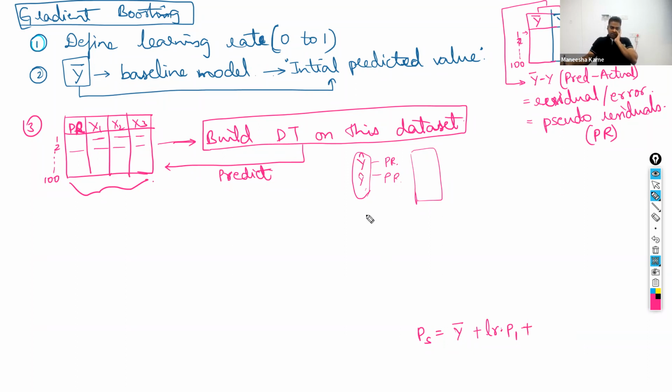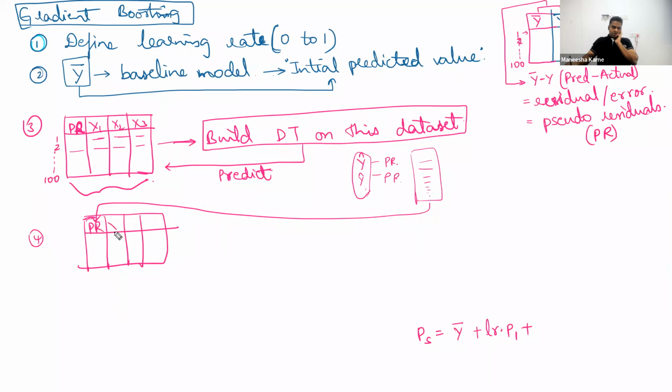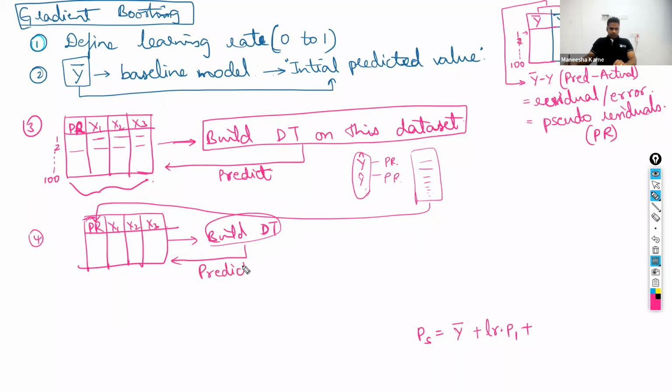Okay. So once you get all the predicted values and subtract them from the actual values, what do you get again? Residuals. Use those residuals and take the inputs from the original data set. Take these pseudo residuals, take the inputs, and again build a model. And once you build the model, you use that to predict on the data set. Once you predict, you get predicted values. Okay, you get the predicted values for all these 100 observations.